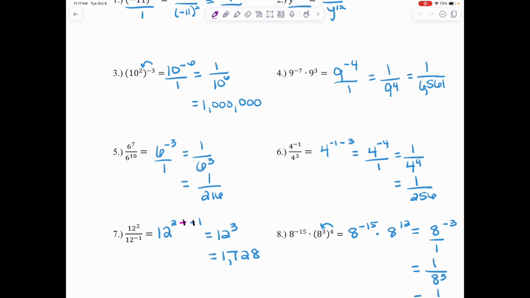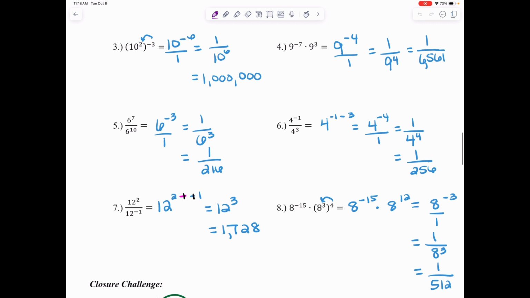In 6, you have a -1, and you're subtracting, because that's the rule for division, a 3. So -1 minus 3 is -4. When you flip that, that becomes 1 over 4 to the +4, which is 1 over 256. So be careful of that one, because that is not the same thing as you do in 7.